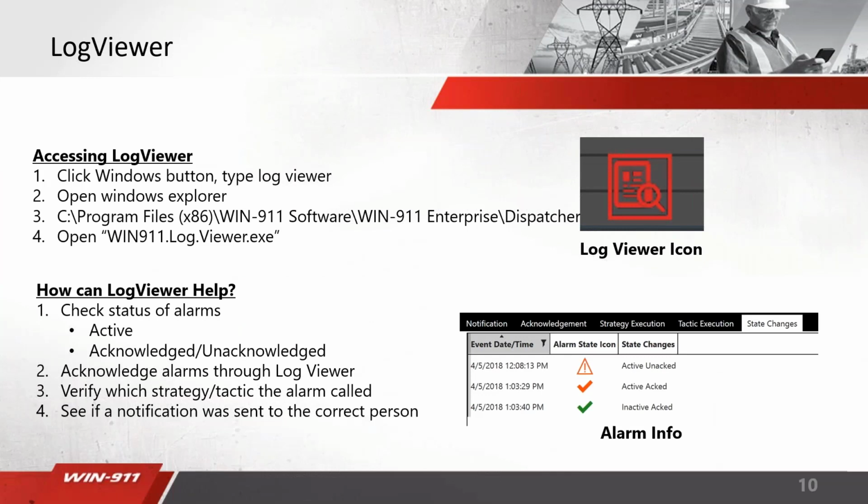All right, so a quick look at our log viewer. I wanted to add this to probably a lot of our webinars moving forward, just because there's a lot of customers that I deal with and support that might not know all of the features and capabilities and how to use the log viewer. If you haven't used it or you don't know everything about it, log viewer is basically our window into what's going on with the alarms that we're getting from the SCADA, what's happening with the processing of those alarms. To open it up, you just click on your Windows start button and type log viewer. If your machine doesn't have indexing or doesn't search well, you can just go to our install directory, which is C:\Program Files (x86)\WIN-911 Software\Enterprise\Dispatcher, and then there's the log viewer executable.